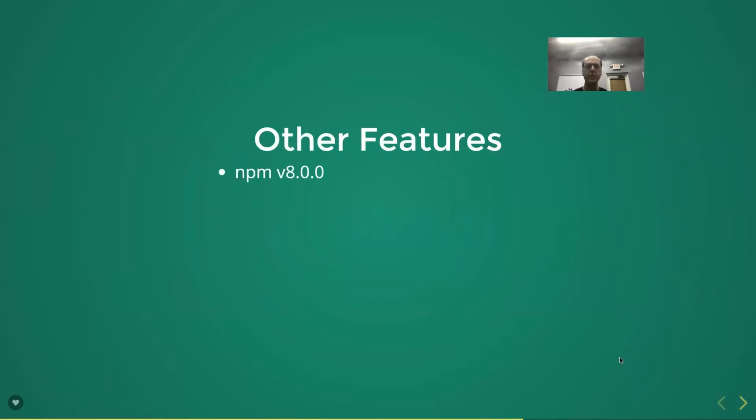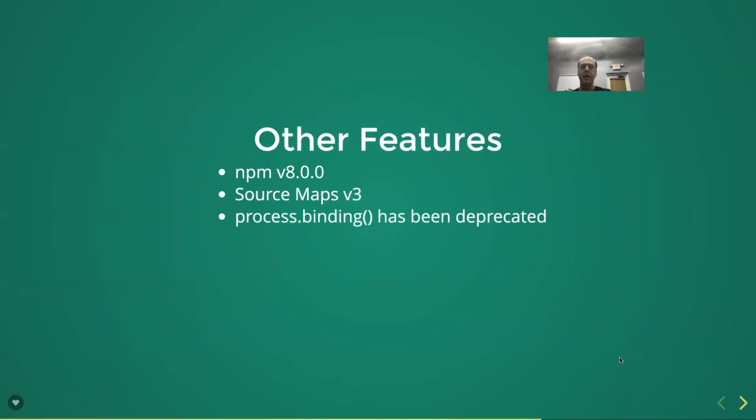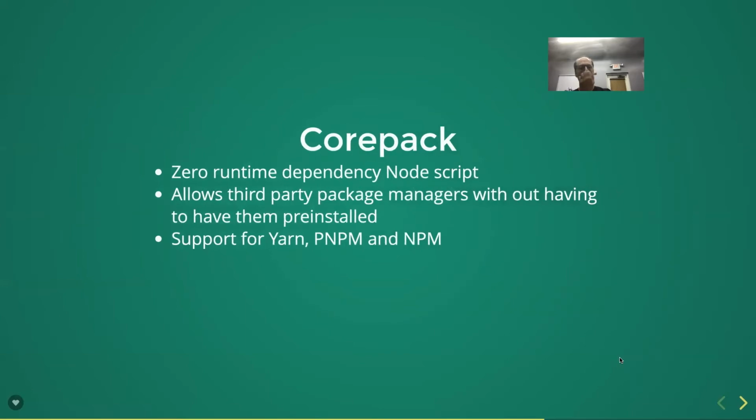So some of the other features: npm 8 is part of version 16. As I mentioned before, version 3 of the source maps. The process.binding function has been deprecated. And that brings us to Corepack.